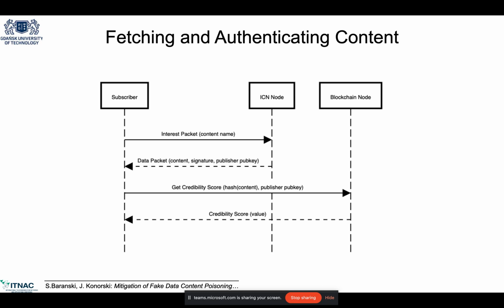Now, when a subscriber wants to fetch and verify a piece of content, he or she first sends a suitable interest packet to an ICN node, and in return gets a data packet. Then he or she asks a blockchain node for a credibility score for the content, producing the respective publisher public key. Finally, the blockchain node returns the credibility score, which the subscriber interprets and decides whether to trust the content.